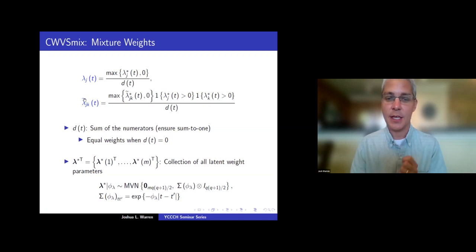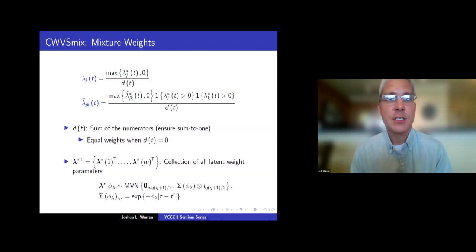So the lambdas and the lambda tildes can actually equal 0 based on these underlying latent weight parameters. All right, so we keep them summing to 1 by dividing by the sum of the numerators essentially. So whatever weights are positive get summed, and we're basically self-correcting here so that the weights always sum to 1, these weights combined.